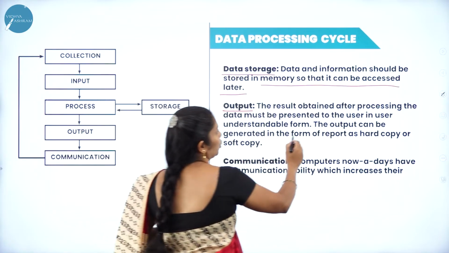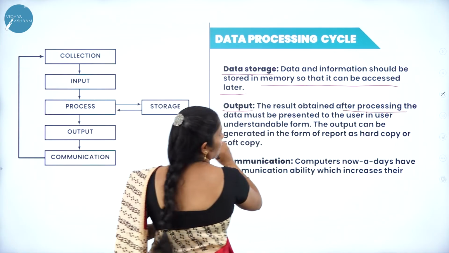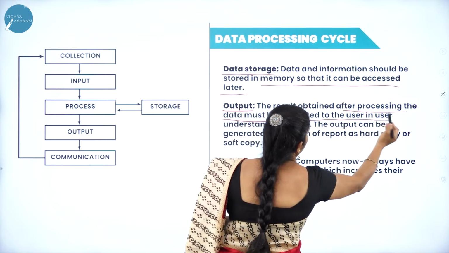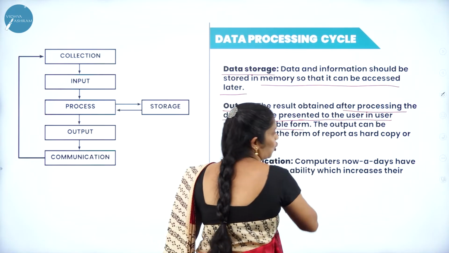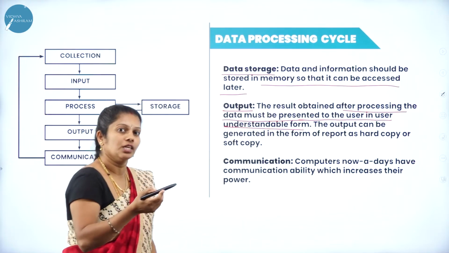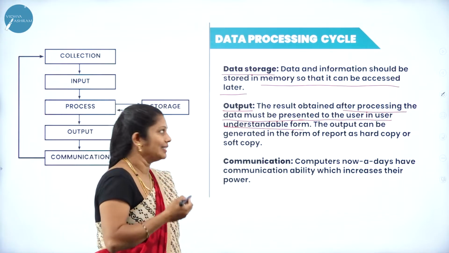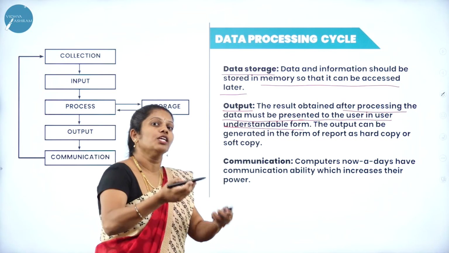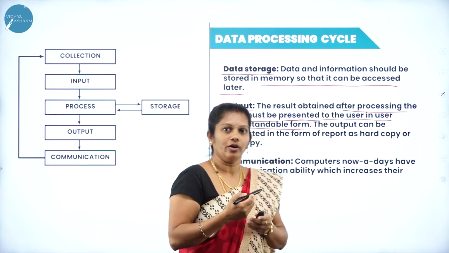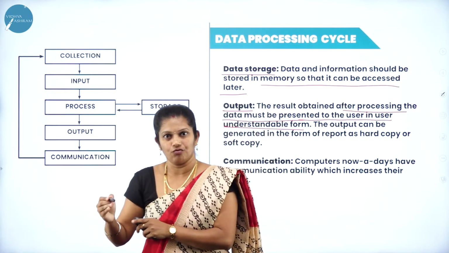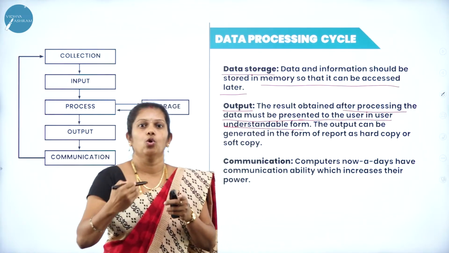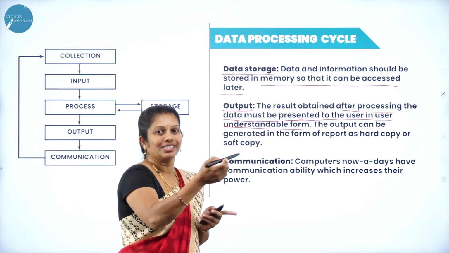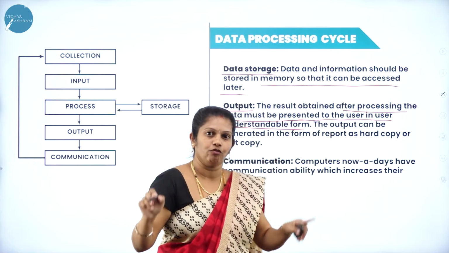Here, the result obtained after processing the data must be presented to the user in a user understandable form. In whichever way the user wants, in that way we will present the output. For example, the sambar itself I am going to consider. How the user wants, in that way we will present that. Consider a computerized format, where some users want the data displayed in paragraph format. Some users want the information displayed in table format.